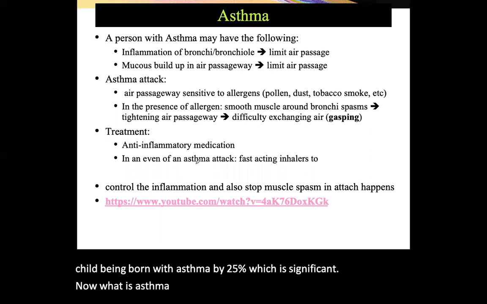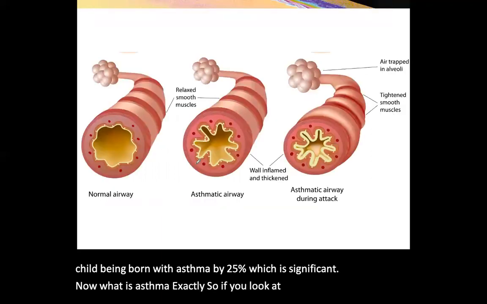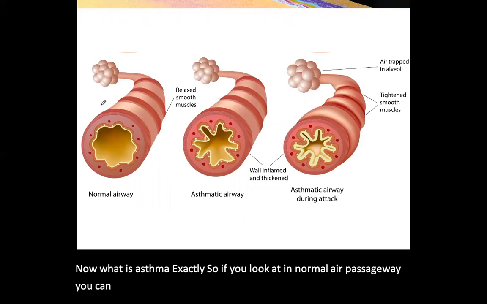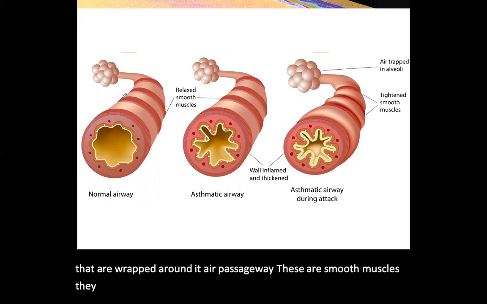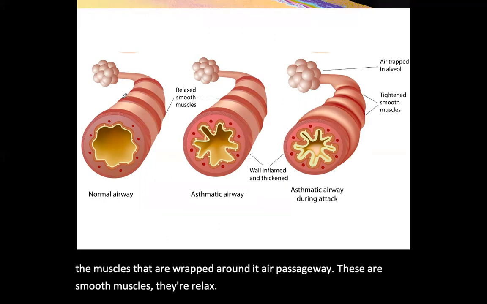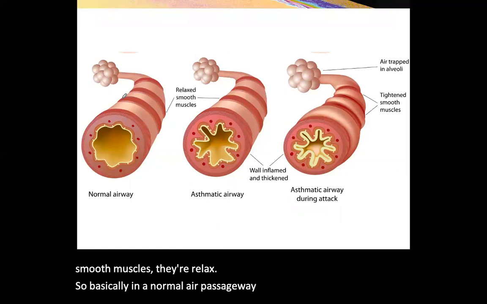So if you look at a normal air passageway, you can see it's wide open, the tissue is not inflamed, and the muscles that are wrapped around the air passageway, these are smooth muscles, they are relaxed. So basically, in a normal air passageway, you have a wide opening for the air exchange between your lungs and the atmosphere.